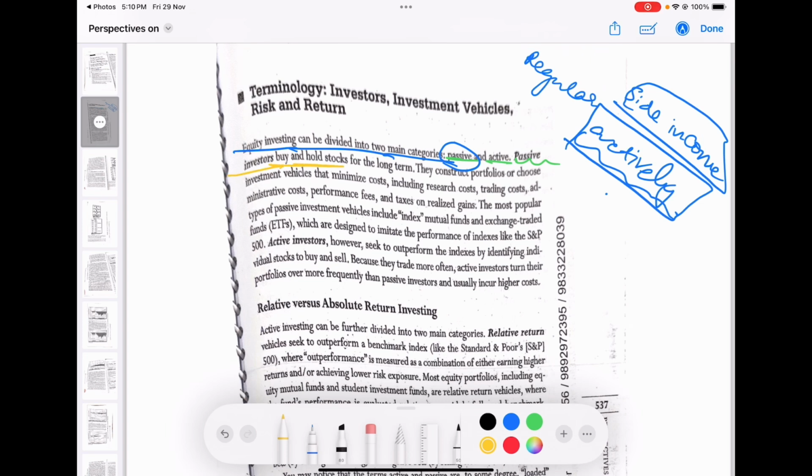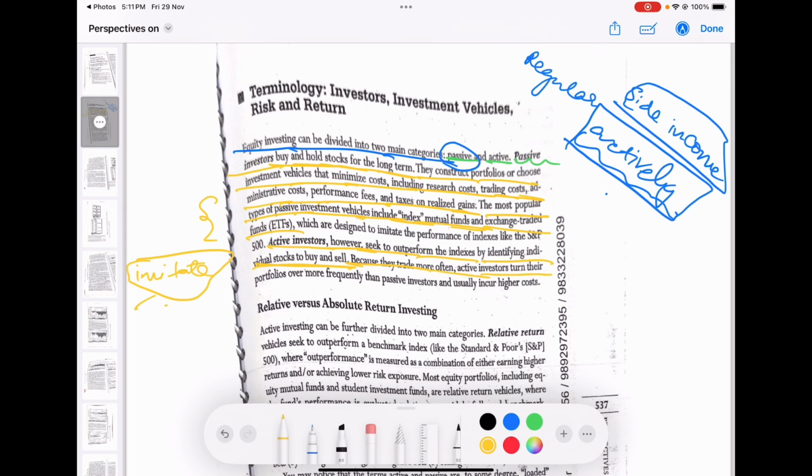Passive investors buy and hold stocks for the long term. They construct portfolios or choose investment vehicles that minimize costs, including research costs, trading costs, administrative costs, performance fees, and taxes on realized gains. The most popular types of passive investment vehicles include index mutual funds and ETFs. These are the things which basically imitate a particular stock index. Active investors, however, seek to outperform the indexes by identifying individual stocks to buy and sell.